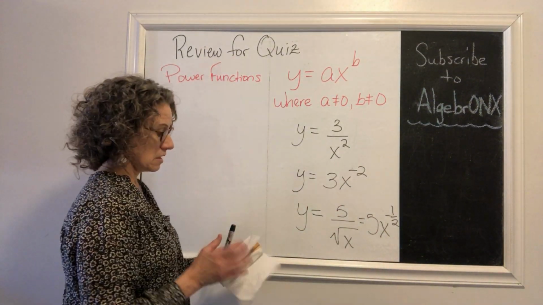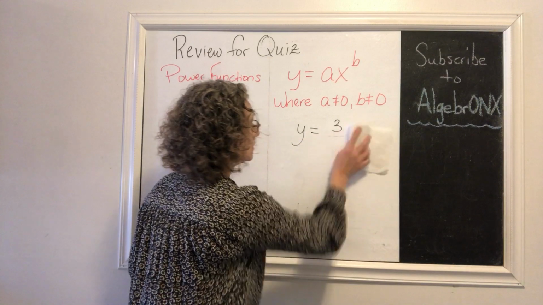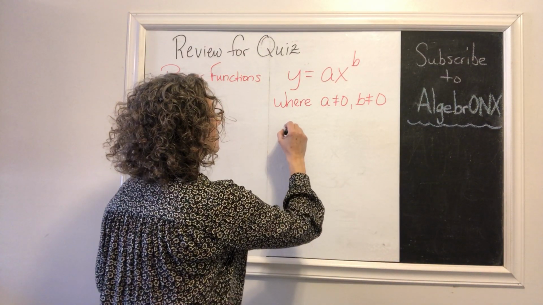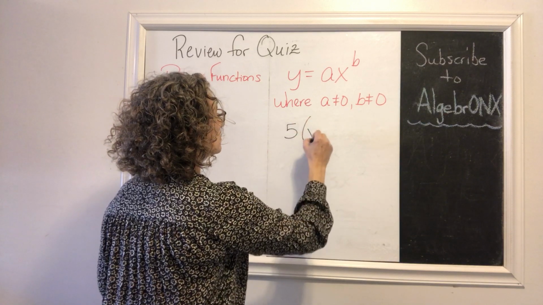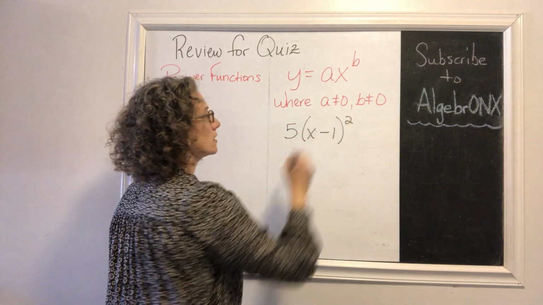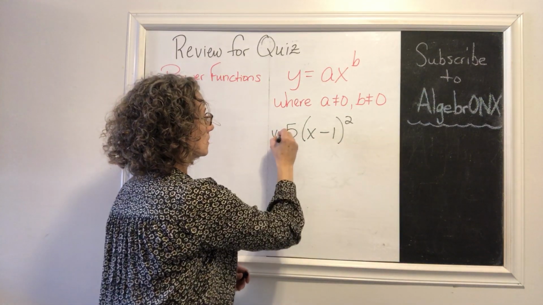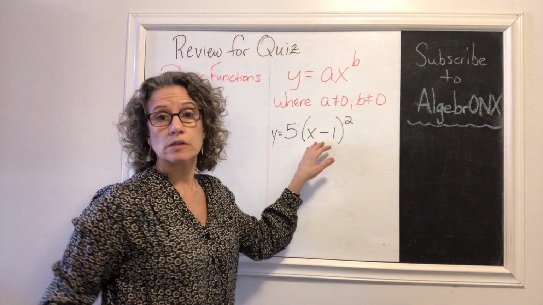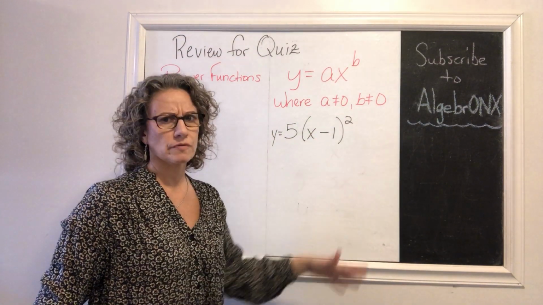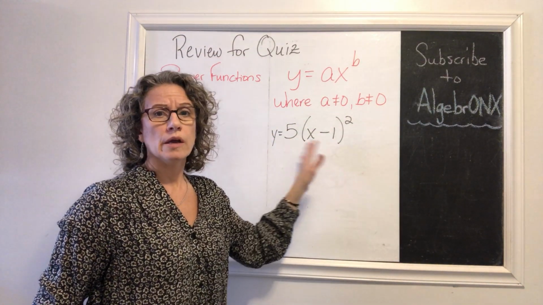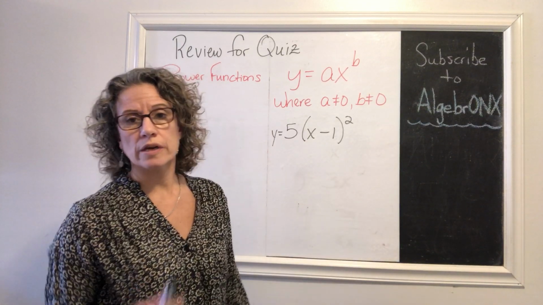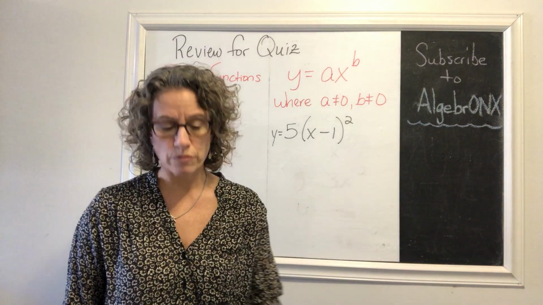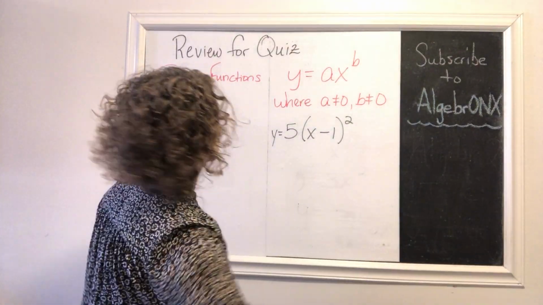Something that is not a power function is if I were to take, say, 5 and multiply by x minus 1 and then square that. That would not be a power function. When I take the binomial x minus 1 and square it, I'm going to end up with a trinomial, and then distribute the 5 in, and once I have other terms, not just a monomial term, then I don't have a power function anymore. So that's what a power function is.